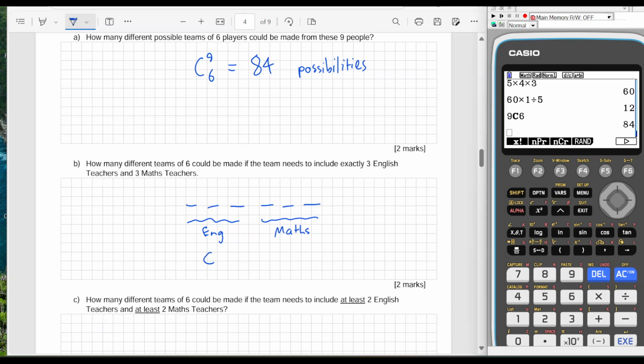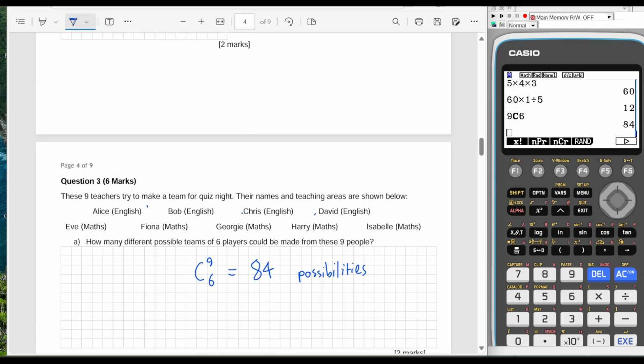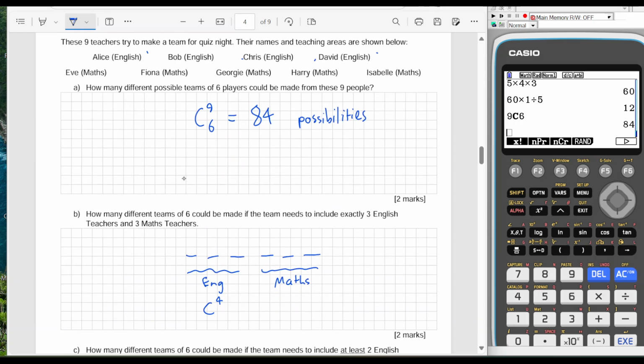Now, English teachers, so there was 1, 2, 3, 4 of them. So 4 English teachers, and there are 3 spots to choose from. And then for maths teachers, there are more maths teachers. C5,3. Now, 4C3 would be the first bit. Let's work out what each bit is. So this is 4 times 5C3, which is 10. So this is 40 ways.